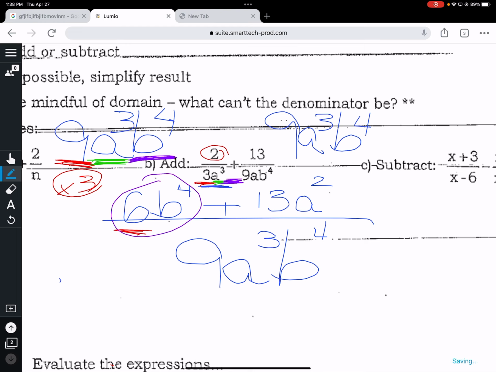And then the 13, how do I get from 1 to 1? 13 times 1 is 13. I have an A. How do I get to A squared? I don't have any A's above the 13, so A squared. B to the 4th, how do I get to B to the 4th? You times 1, so I don't have to put any B's. Then 6B to the 4th and 13A squared, do they share anything? No, we can't simplify. So we're done.